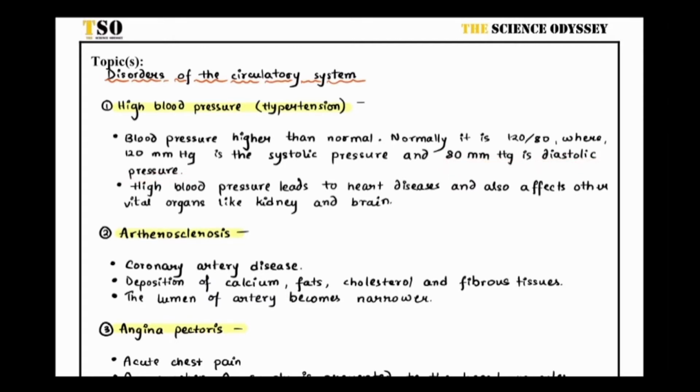Now you can remember this basically by the pressure by which the blood is pumped to the body, to the systemic circulation, that is 120 mm of Hg, and the pressure with which the blood comes back to the heart, that is 80 mm of Hg. So that is what systolic pressure and diastolic pressure refers to. Now, high blood pressure would lead to the heart diseases and also affect other vital organs like the kidneys, the brain, etc. So that was hypertension.